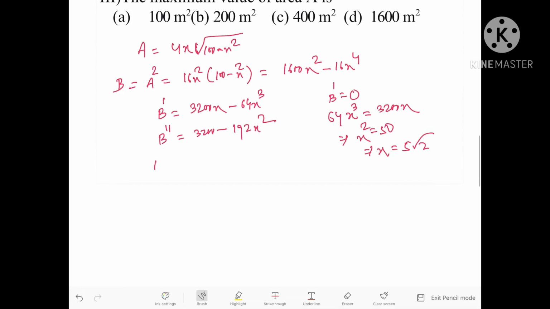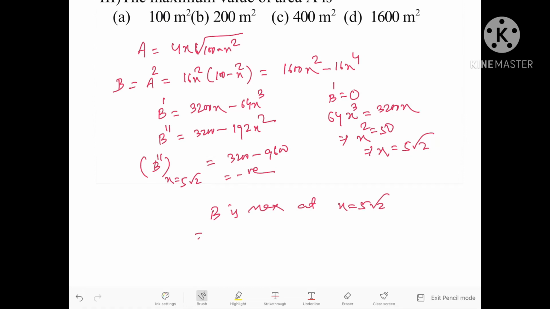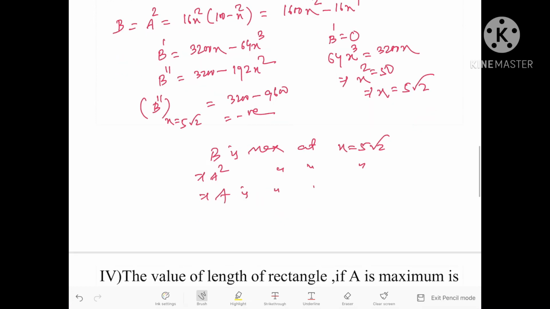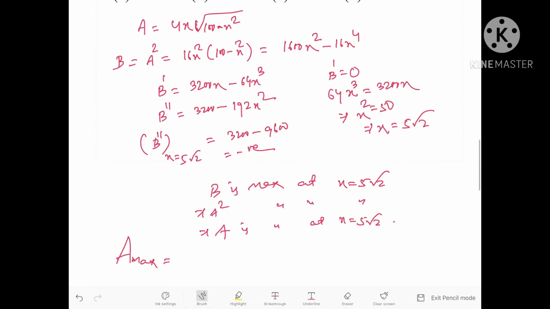Now B double dash is 3200 minus 192x square. The value of B double dash at x equals 5 root 2 is equal to 3200 minus 192 into 50, which is 9600, means it is negative. Since the double derivative is negative, that means B is maximum at x equals 5 root 2. It means A square is maximum at that point, and A is also maximum at that point x equals 5 root 2.